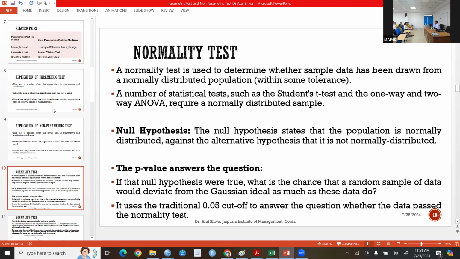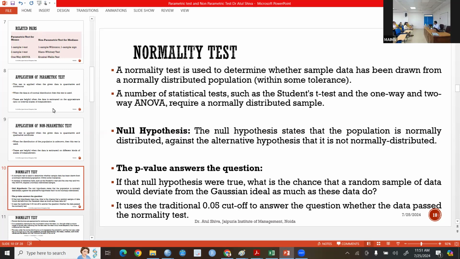So for each one of you, you are supposed to check normality of your main critical dependent variable, whether that was drawn from the population and whether it represents the behavioral aspect of normality or not. If your sample fails on this test, then you have to shift towards non-parametric tests.